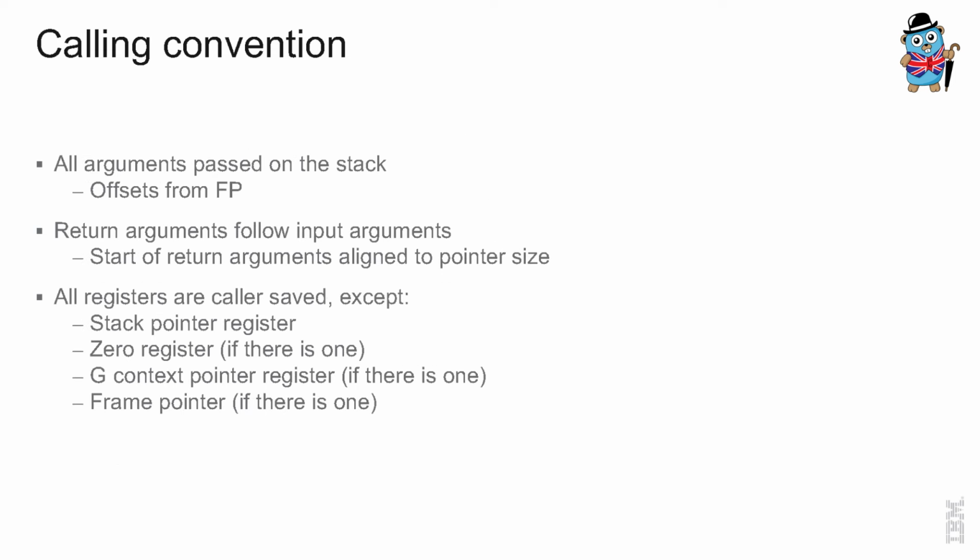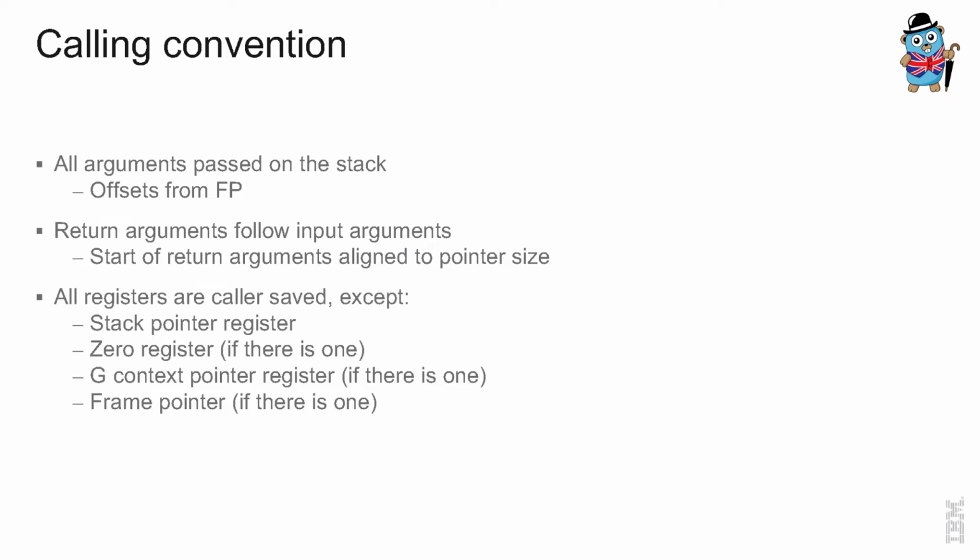The calling convention: all arguments are passed on the stack. So there are no registers for arguments unless you've got a context, but I won't really talk about that now. The return arguments always follow input arguments, and I think they're always aligned to pointer size, but it probably depends on your architecture as to whether they need to be aligned to something bigger than that. But I think mostly it's pointer size. And that can catch you off guard. So if you take a bool and return a bool, it won't be 2 bytes, it'll be 9 bytes or whatever.